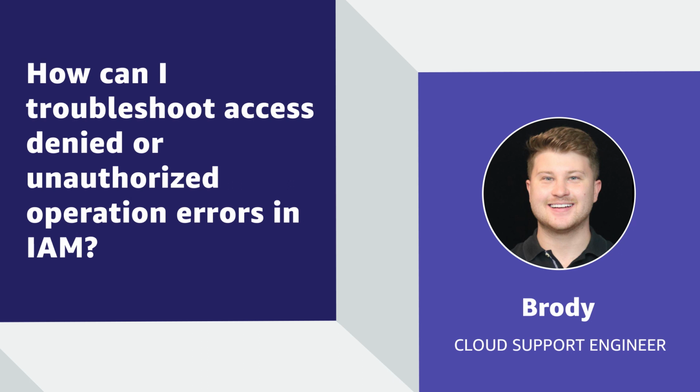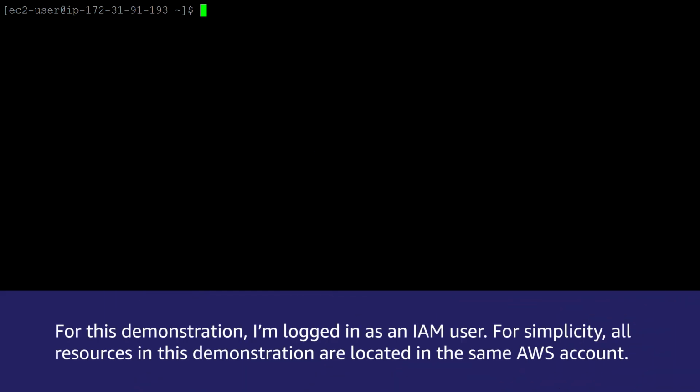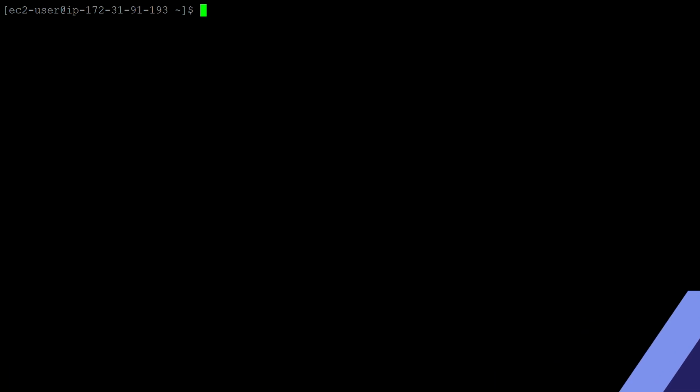Today, I'm going to show you how you can troubleshoot access denied or unauthorized operation errors in AWS Identity and Access Management. Let's get started. For this demonstration, I'm logged in as an IAM user. For simplicity, all resources in this demonstration are located in the same AWS account. For cross-account access, troubleshooting steps differ slightly.